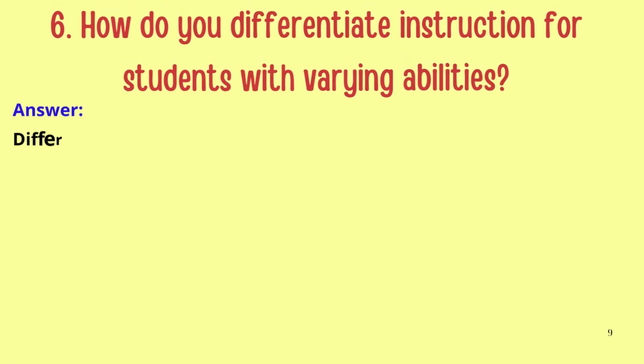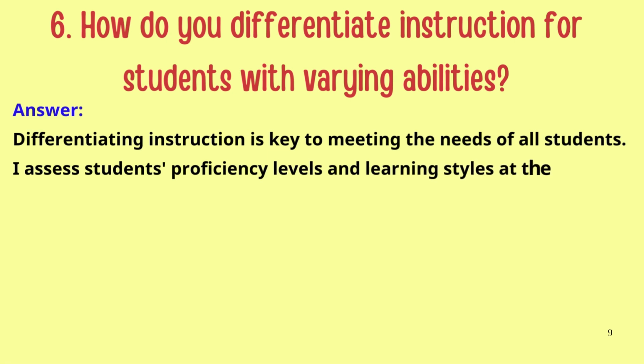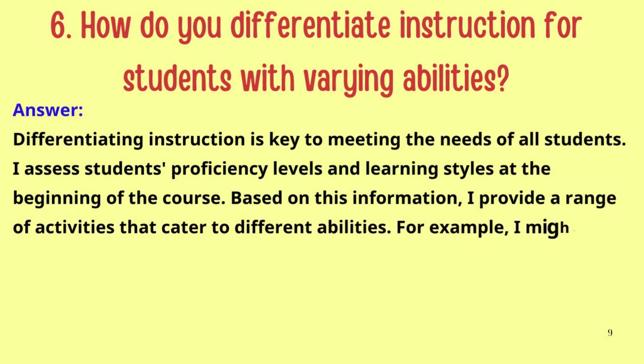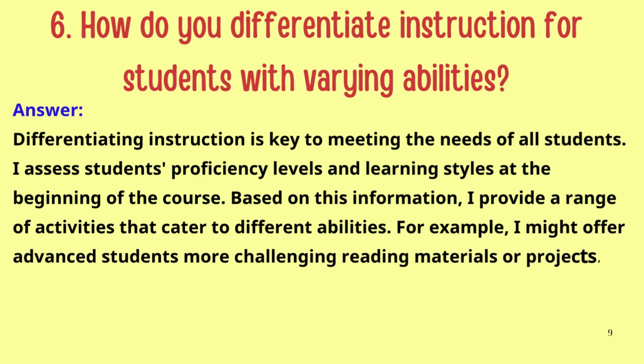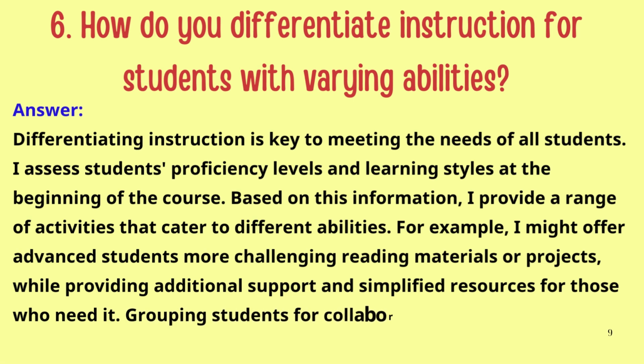How do you differentiate instruction for students with varying abilities? Differentiating instruction is key to meeting the needs of all students. I assess students' proficiency levels and learning styles at the beginning of the course. Based on this information, I provide a range of activities that cater to different abilities. For example, I might offer advanced students more challenging reading materials or projects, while providing additional support and simplified resources for those who need it. Grouping students for collaborative tasks also allows peers to support each other's learning effectively.